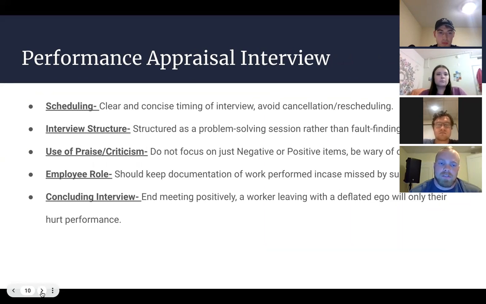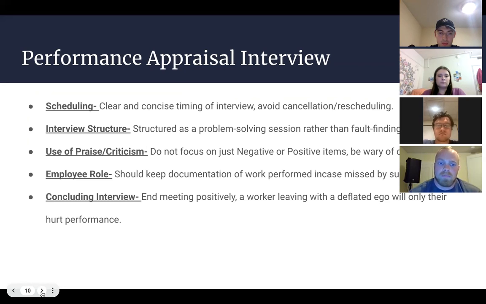Performance appraisal interview process. Scheduling: there needs to be a clear and concise time of the interview. You need to avoid cancellation or rescheduling. Interview structure: it needs to be structured as a problem-solving session rather than fault-finding and pointing the blame at the worker. Use of praise or criticism: do not just focus on negative or positive items. And you have to be wary of the criticism that you give to the workers.